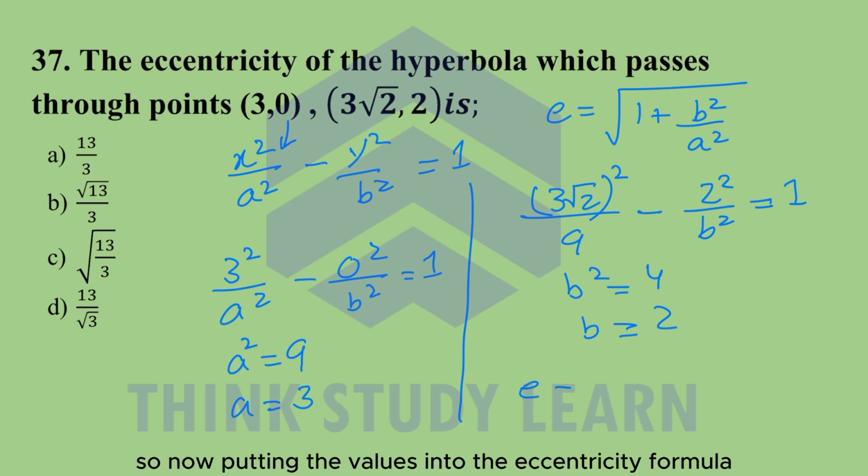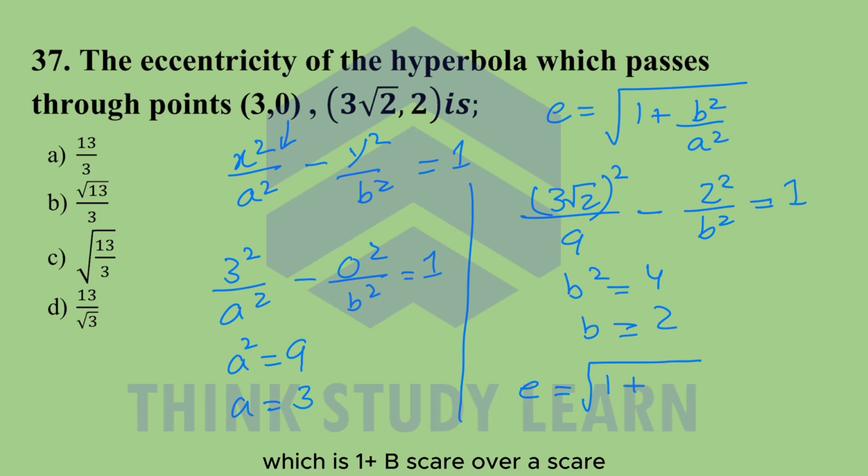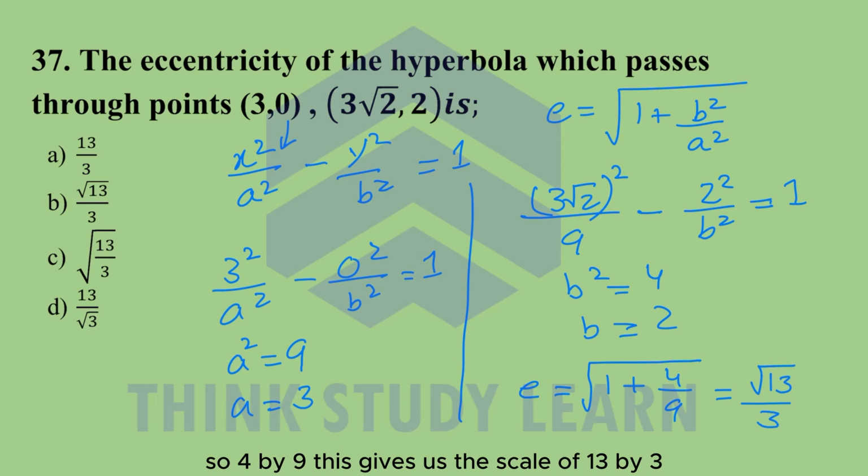So now putting the values into the eccentricity formula, which is the square root of 1 plus b square over a square, so 4 by 9, this gives us the square root 13 by 3. So the eccentricity of the hyperbola with these points is square root 13 by 3. B option is the right answer.